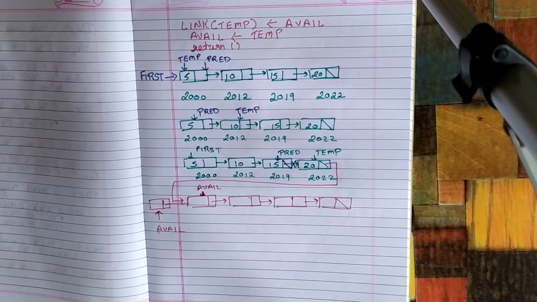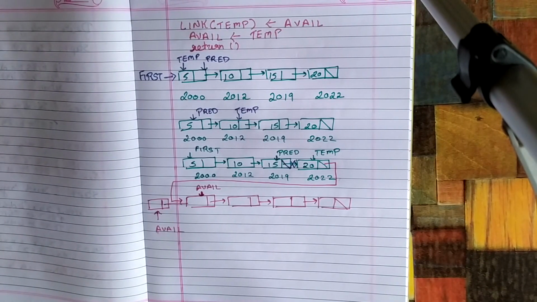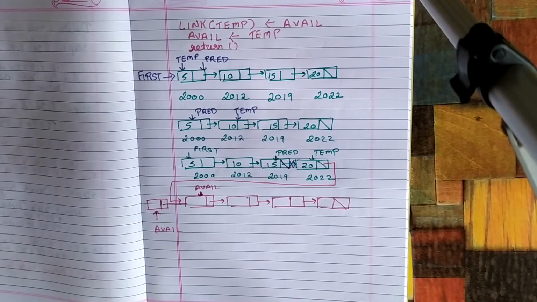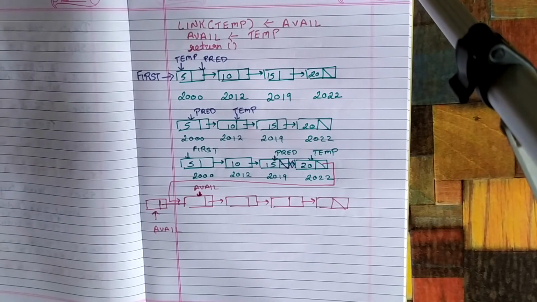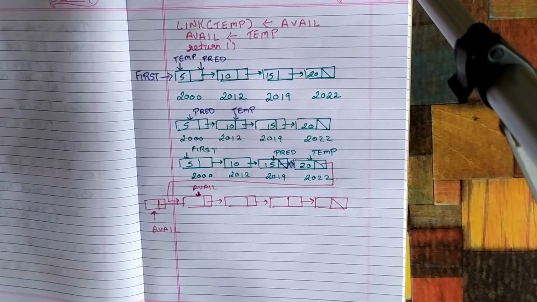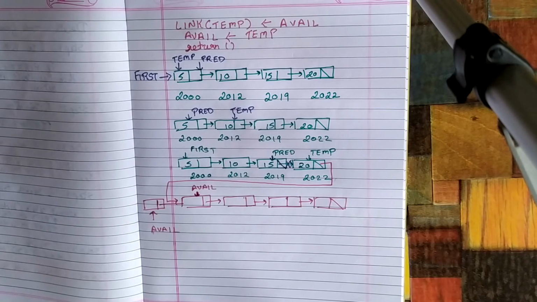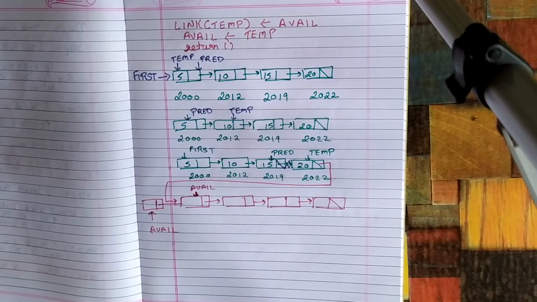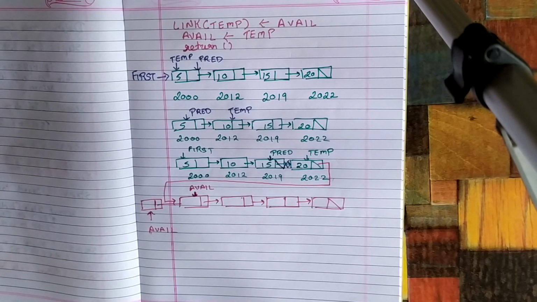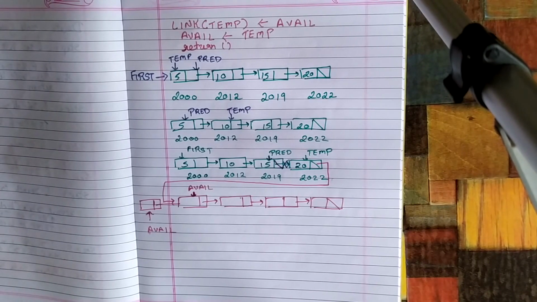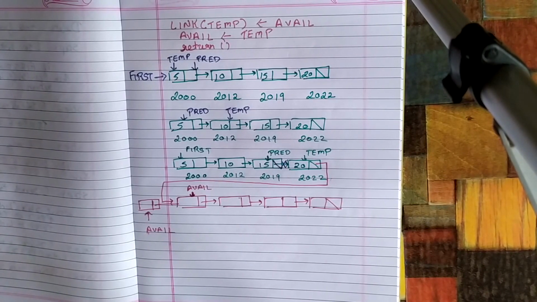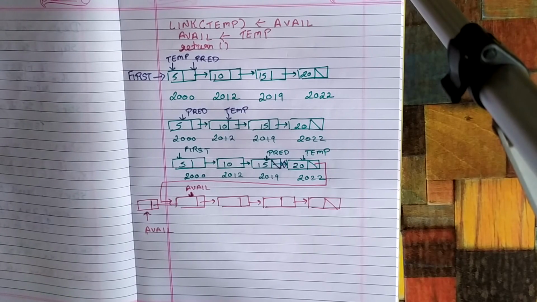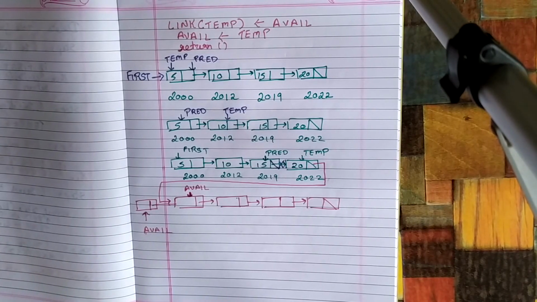Link of temp is equal to avail. That means the node that you have deleted, you have to set its link part to avail, and avail is equal to temp. That means avail will now point to, will have address of your temporary node. So now availability list will start from this node, your temp node, and then return.